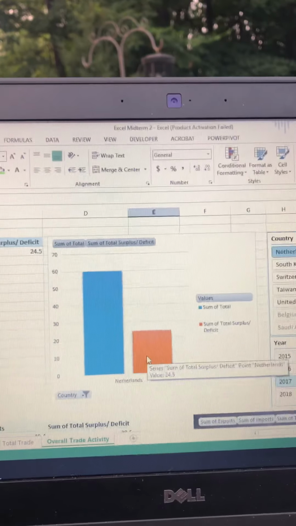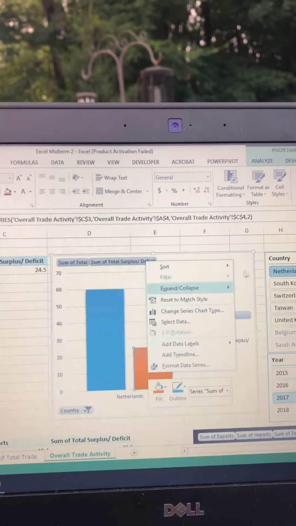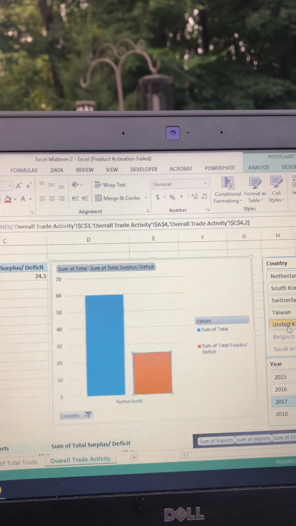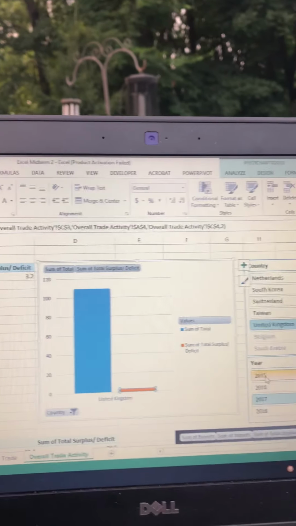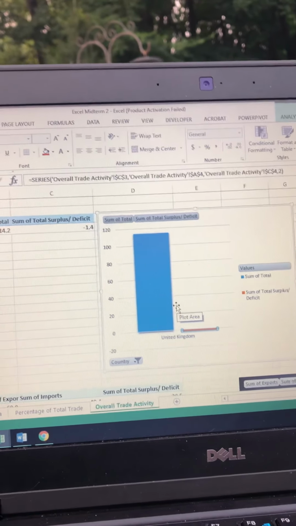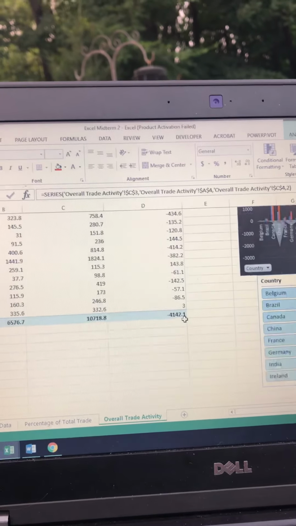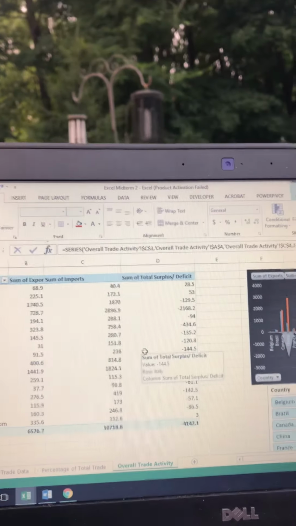And if you wanted to get more specific, you could press 2017, see how we did in 2017 with them. And if you wanted to see how we did with the UK in 2015, you could just click on the slicers available to you. It actually looks like with the UK, we're in a slight deficit over the years, but that's okay because we're a world power and we're supposed to control most of the economic finances.